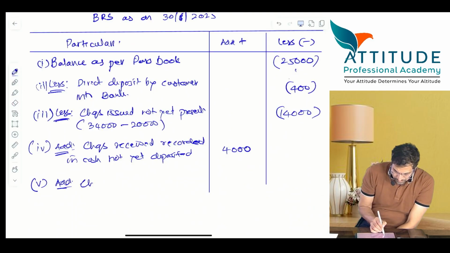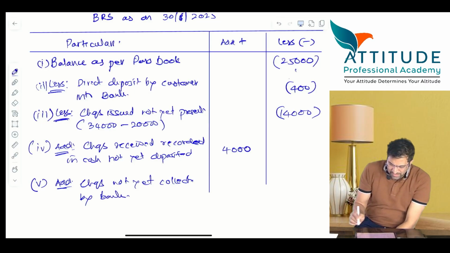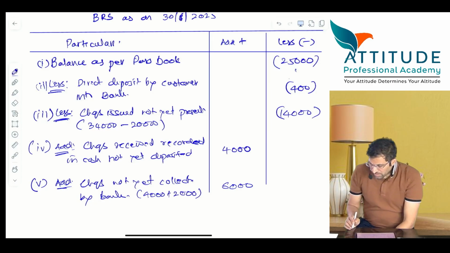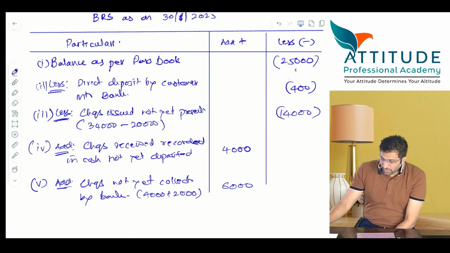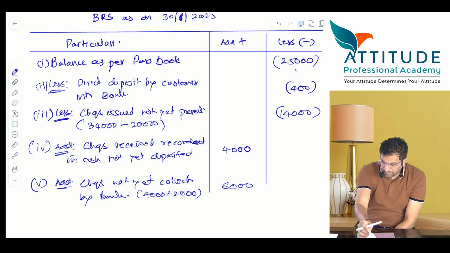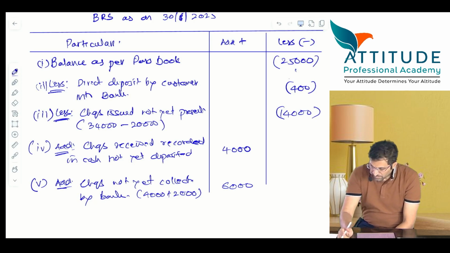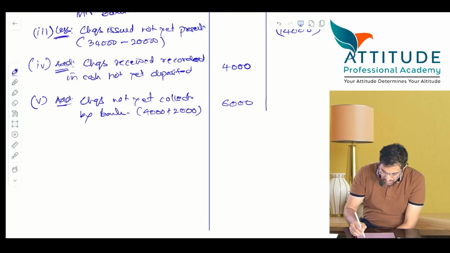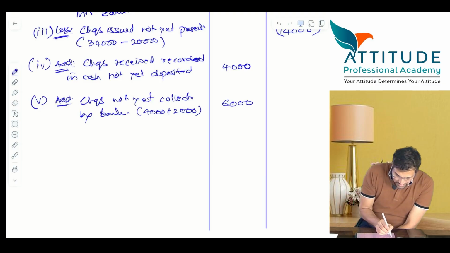Checks not yet collected by bank, obviously deposited and not yet collected. Total कितना है? 6,000. That is 4,000 plus 2,000. All of you get it? Add means it is getting deducted, na guys? Don't get confused. Next, sixth one. बोलो.